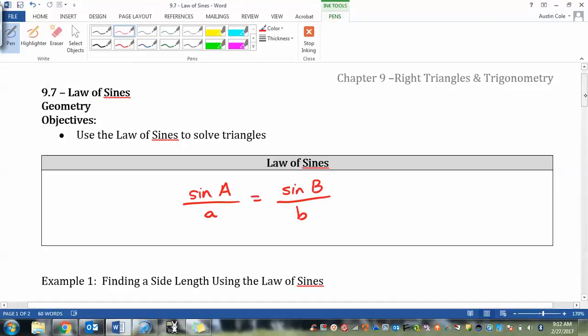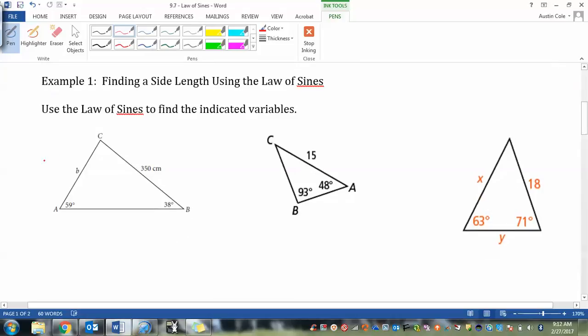Okay, so if I go to example 1 here, as you notice, this is not a right triangle. What's 180 minus 38 minus 59? 83. So we know with 100% certainty that this is not a right triangle. But to find side B, we can use the law of sines. So SOHCAHTOA, out the window. Pythagorean theorem, out the window. Law of sines we can use.